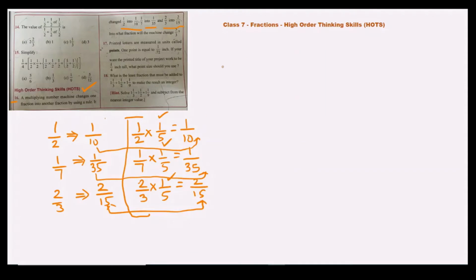Now what they are asking is 5 by 3 is with us. Which fraction will 5 by 3 change into? Because everywhere here we are multiplying by 1 by 5, this 5 by 3 also we have to multiply with 1 by 5. Then this fraction becomes 5 ones, 5 ones, that is 1 by 3 into 1 by 1, that is equal to 1 into 1 divided by 3 into 1, that is nothing but 1 by 3. So this is the answer. So the answer is 1 by 3.